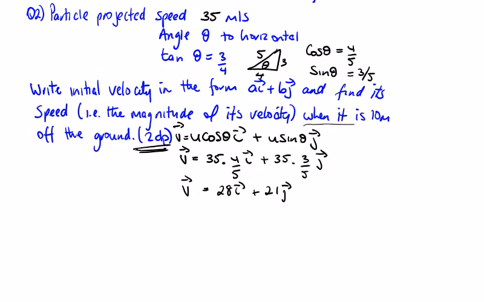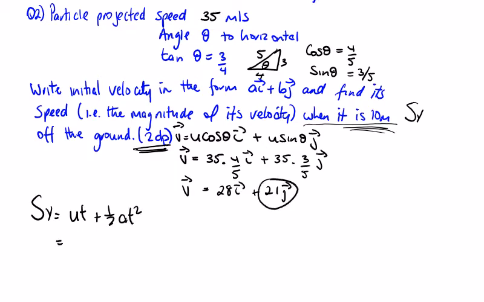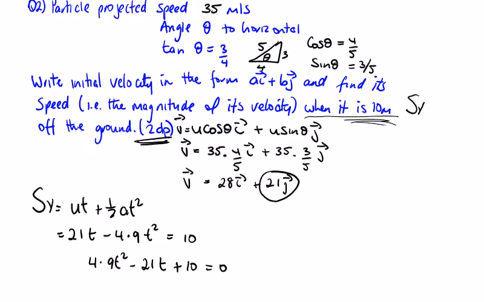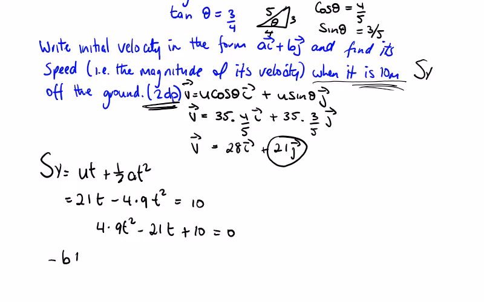So we need the speed when it's 10 meters above the ground. So my displacement in y is 10. If we write the displacement in y from ut plus a half at squared, it's going to be my 21 times t minus 4.9 by t squared, and this would have to be equal to 10. So we have 4.9t squared minus 21t plus 10 is equal to 0. Does this factorize? I don't think it does. So into the minus b formula.